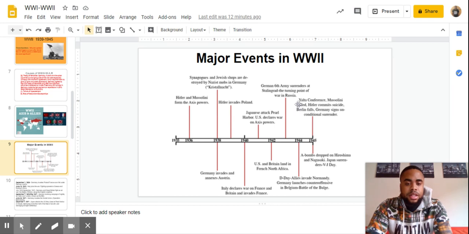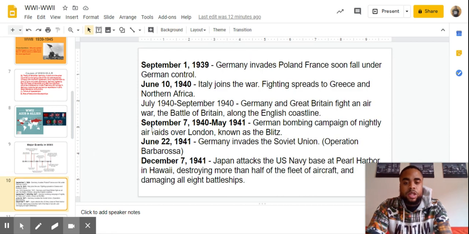There's a conference where a lot of the Axis powers are forced to surrender. Right. So I'll give also a description of this. So here's a brief description of each major battle or event of World War II. Germany invades Poland. Italy joins the war.